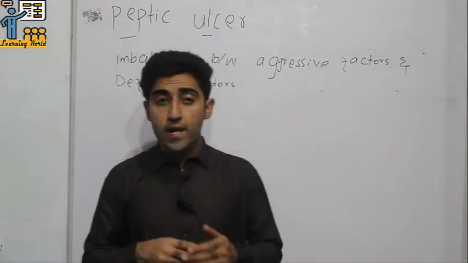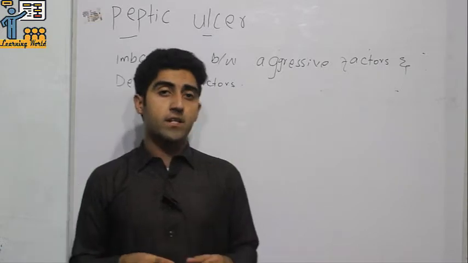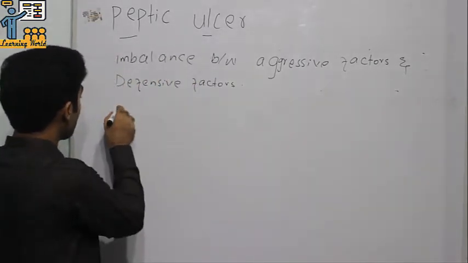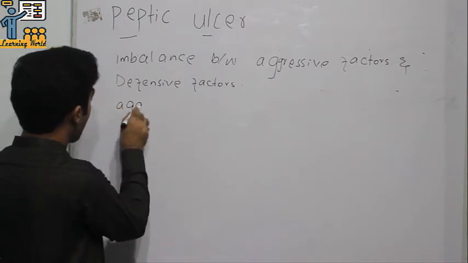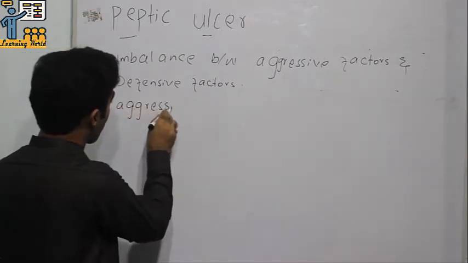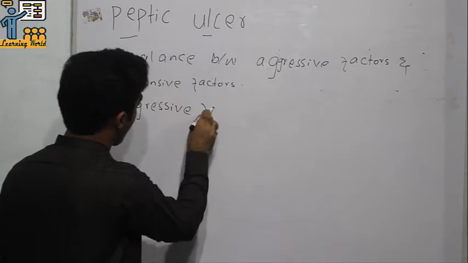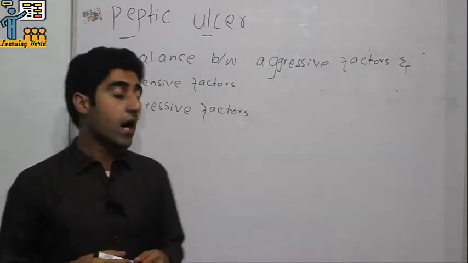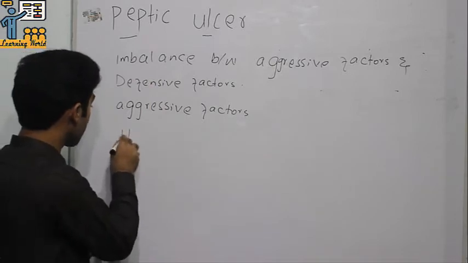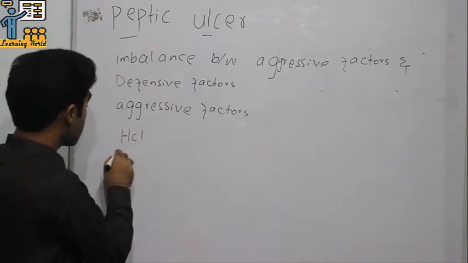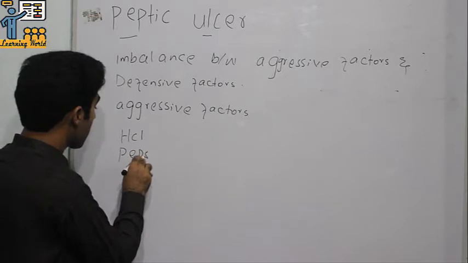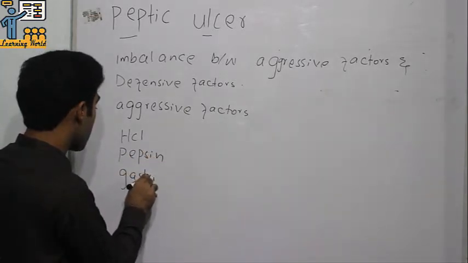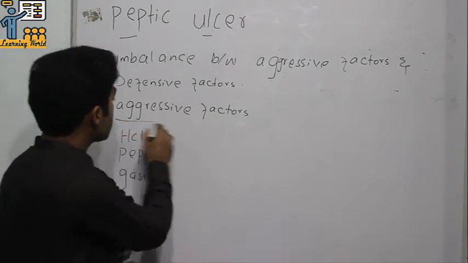There are two main factors present in the stomach, which are produced by the stomach. The first factor is the aggressive factor. The aggressive factors are hydrochloric acid, pepsin, and gastrin.